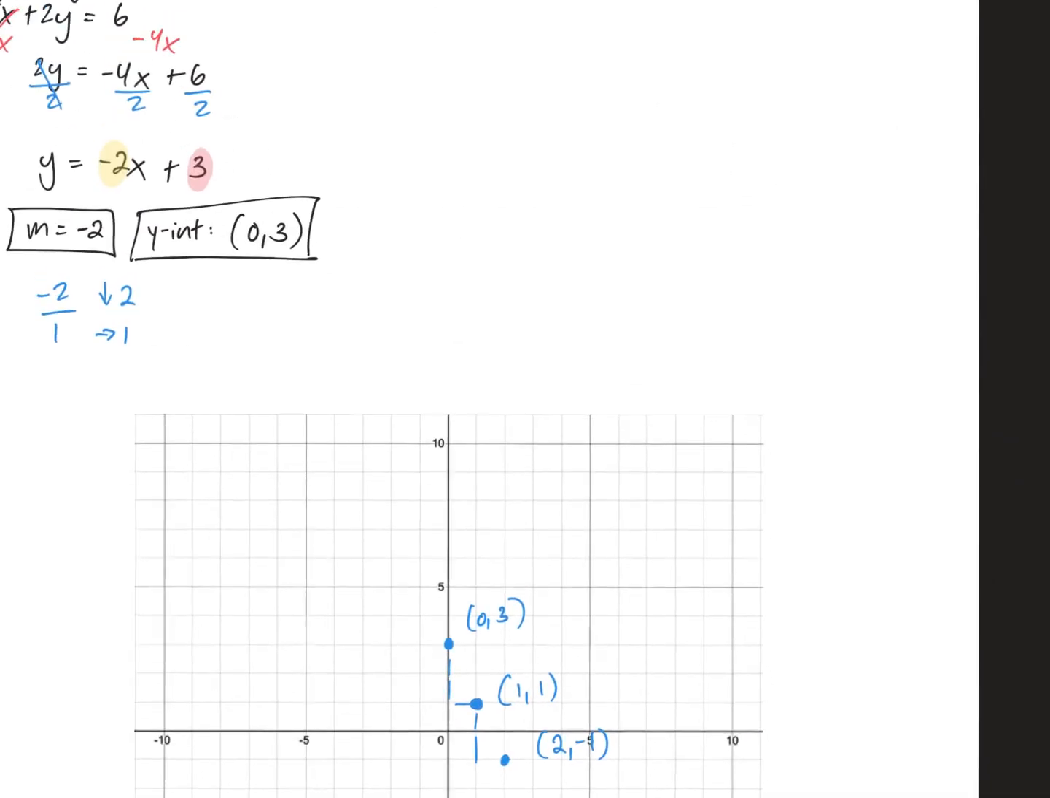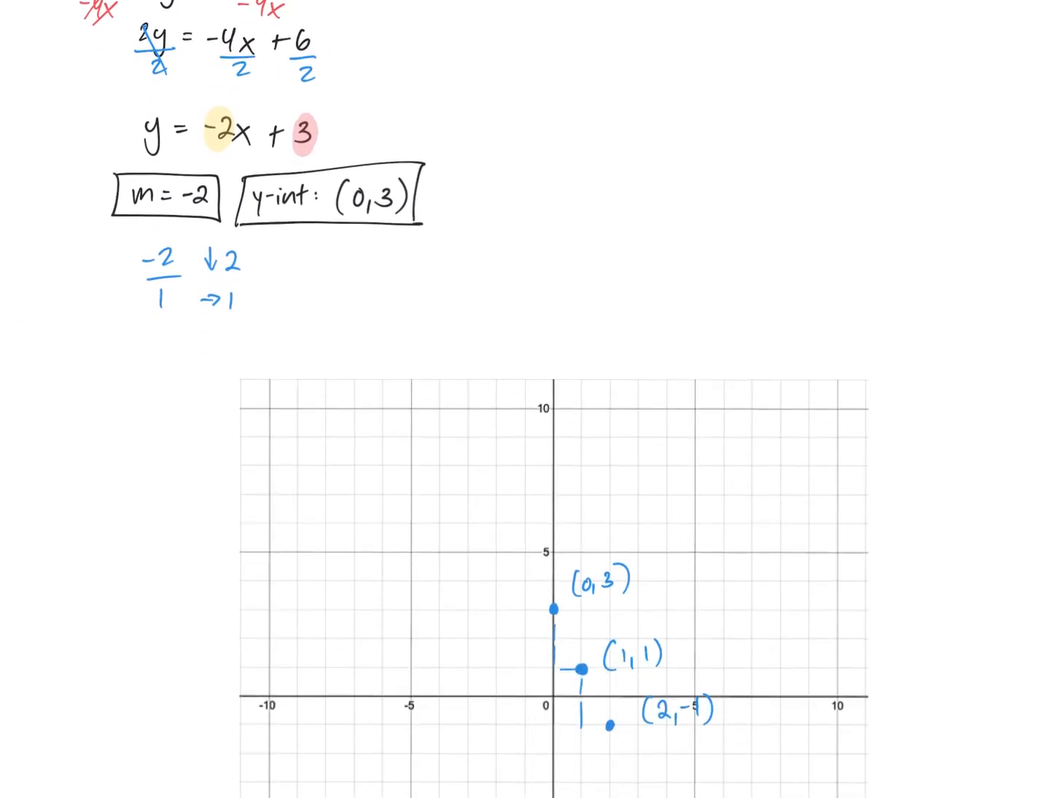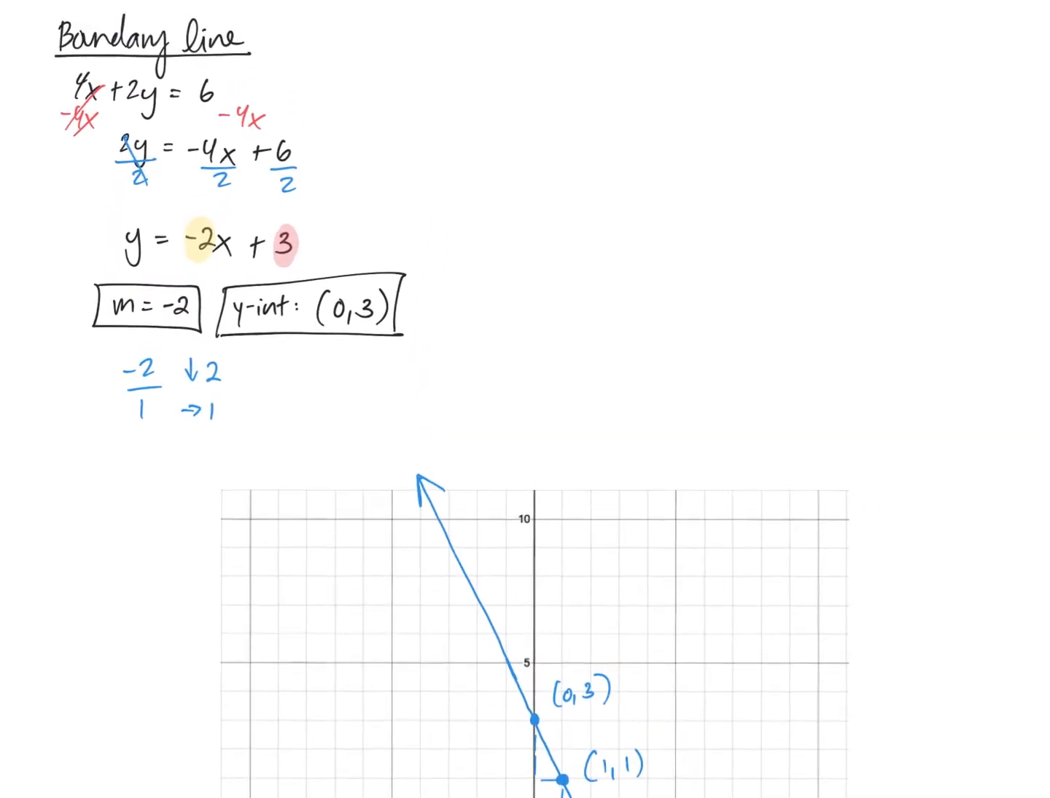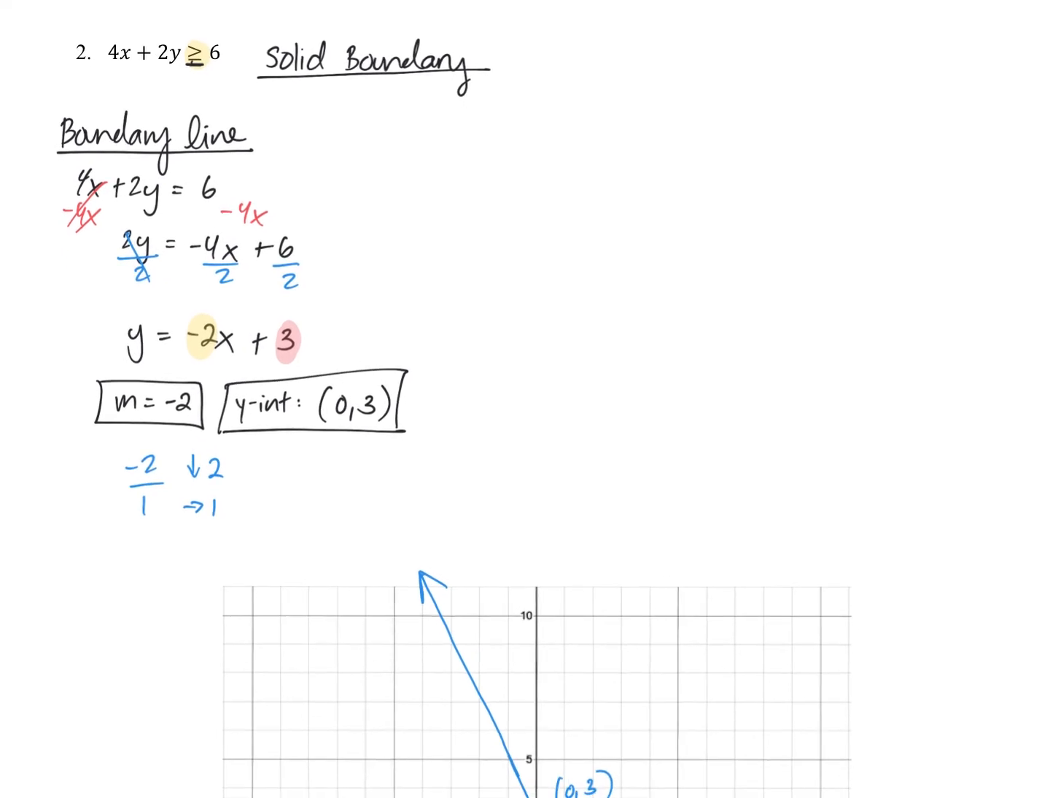And the next question is, was this solid or dotted? This is solid, because we had that equal to for the inequality. So let's go ahead and draw it in. And there we go. So next, we've done our boundary line.